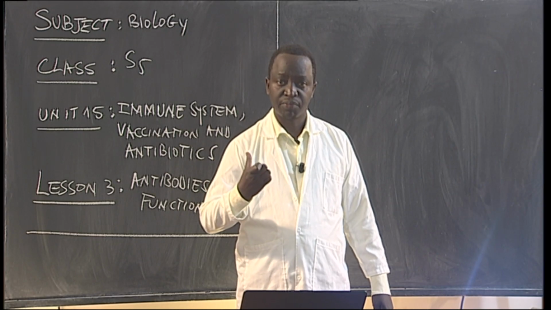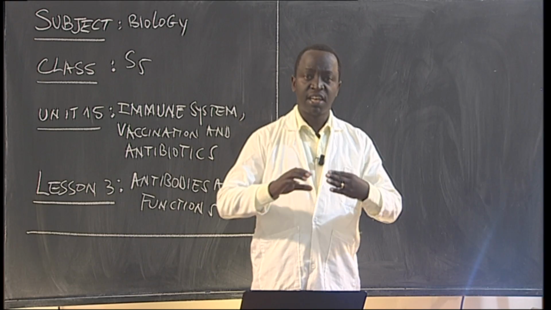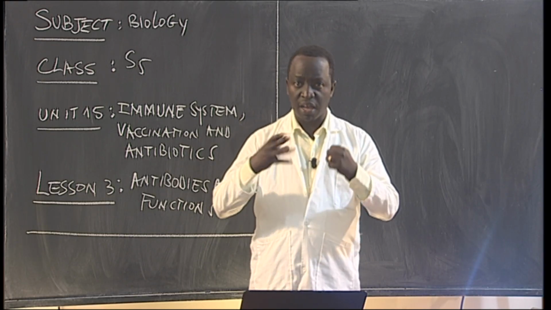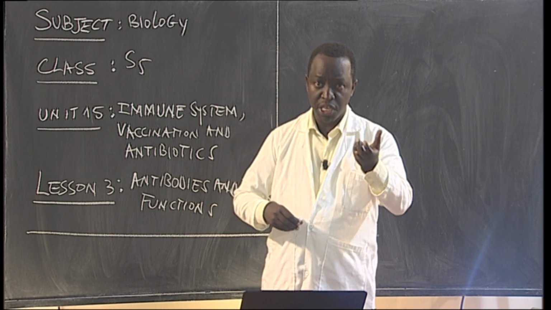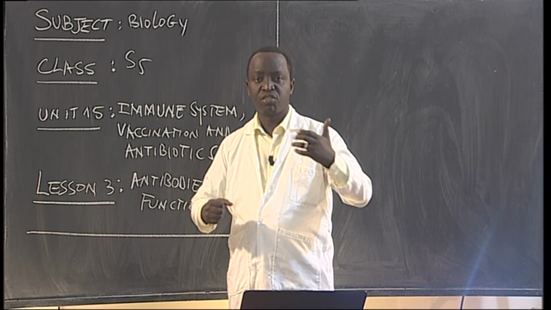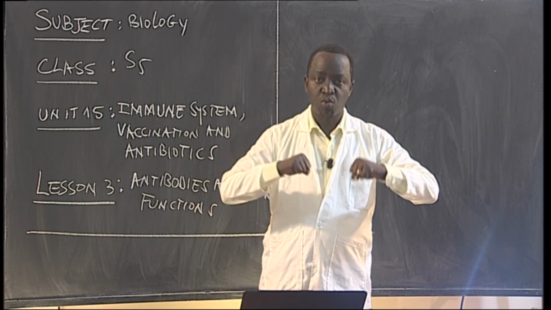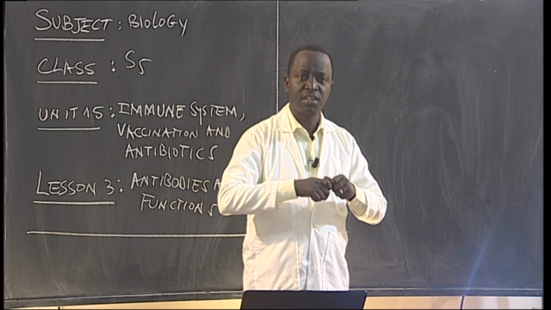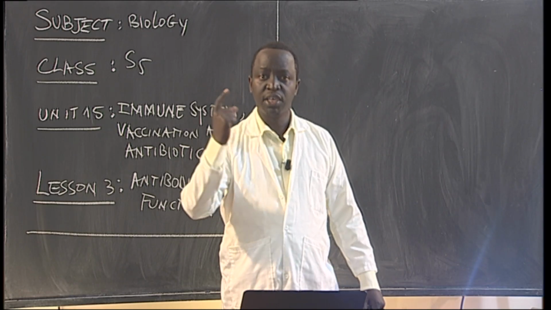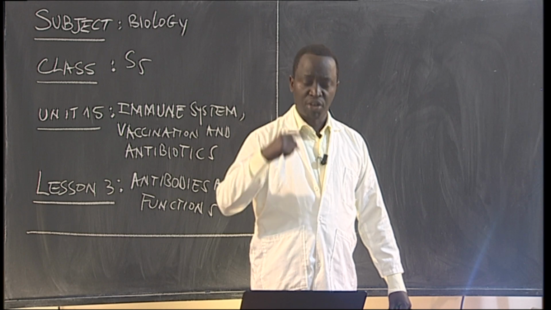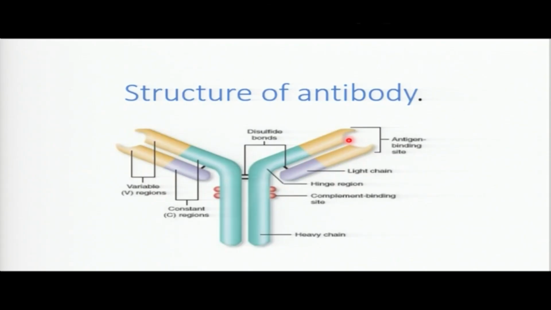Are we together? So that binding site is where, when antibody is going out to attack this foreign material, that foreign material has to bind with the antibody. And once they bind with antibody, the antibody is going to destroy that. It's going to kill this. Are we together? This is the site where antigens can bind. That's why it is called antigen binding site.